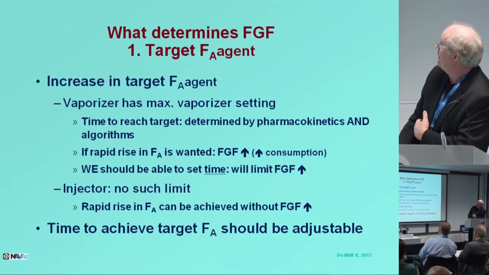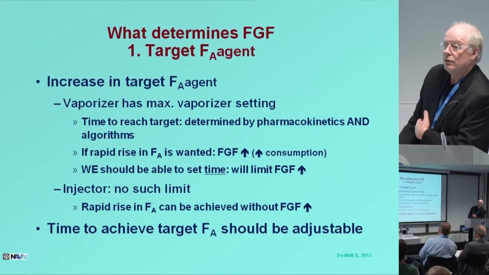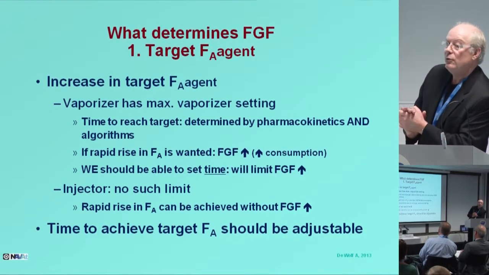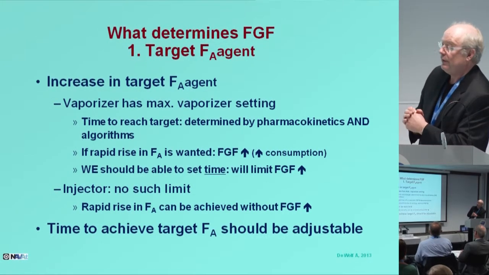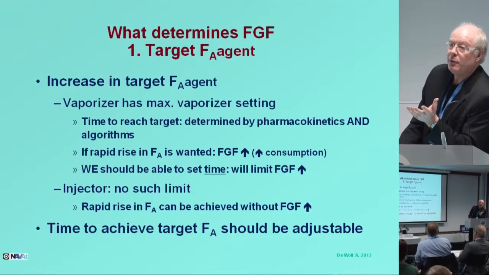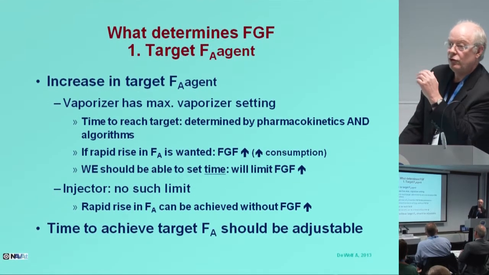So if we want to have a sudden increase in target FA, how is the equipment going to handle that? For example, if we are cruising at 1.3% end-tidal sevoflurane, and we change the target setting to 1.8%, for example, for whatever reason. How is the machine going to handle that? It can handle that in two different ways, or in several different ways. If the machine uses a vaporizer and you want a sudden increase in target FA, it may take a couple of minutes, even if you set your vaporizer setting to 8% in the case of Sevo. It may take some time to reach your new target.